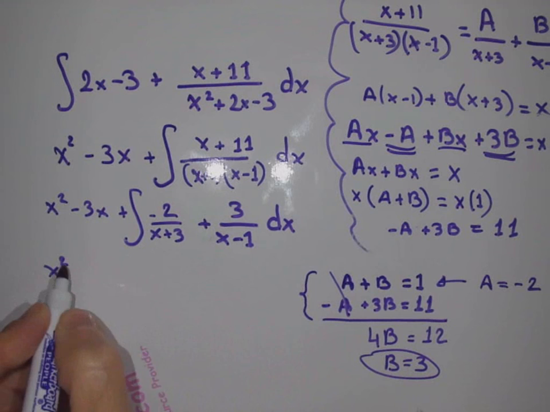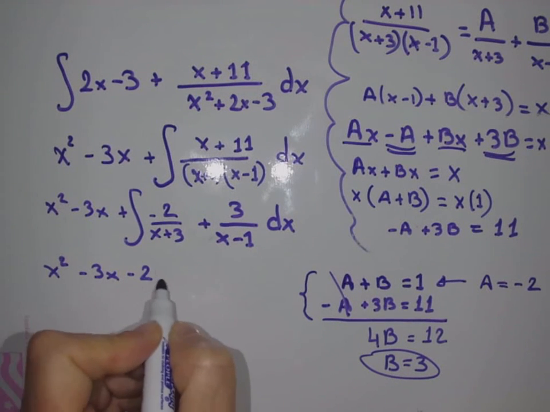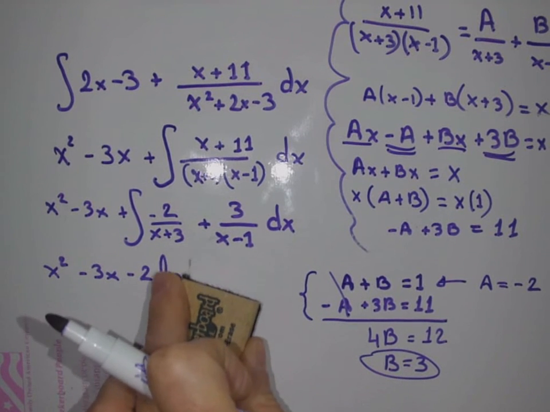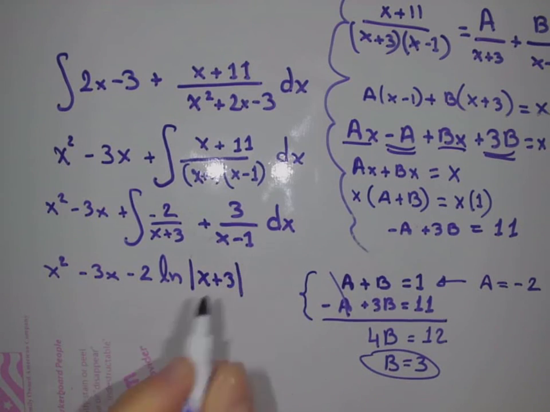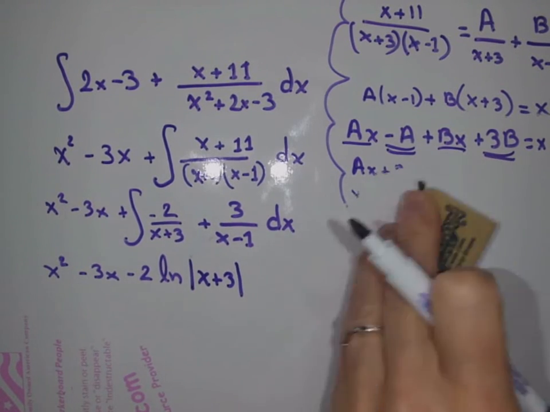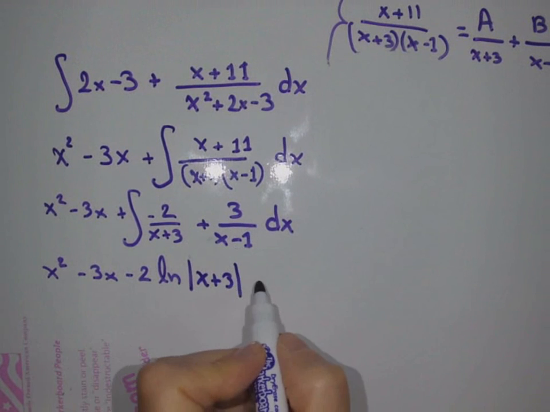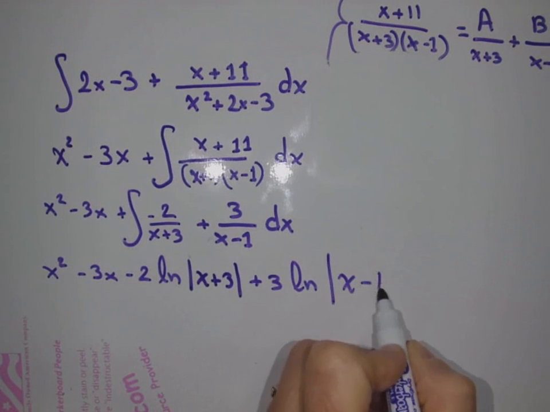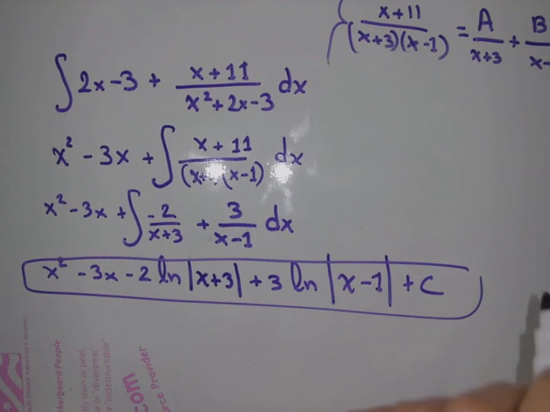So we have x squared minus 3x. I have a negative 2 here, so negative 2 natural log of, oh, sorry, I need an absolute value here, right, because that's not guaranteed to be positive. X plus 3, and I'm running out of room, so I'm going to erase that here. And then this one will be plus 3 natural log absolute value of x minus 1, close, and then plus c. Ooh, wasn't that fun?